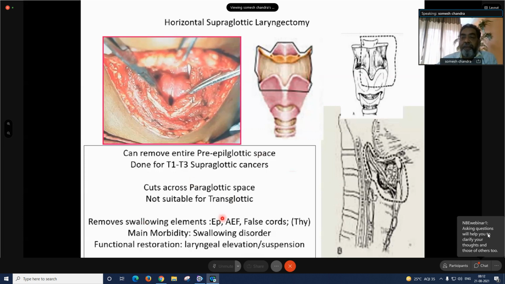Since it removes the swallowing elements, the main morbidity of a supraglottic laryngectomy is a swallowing disorder, which is aspiration. For functional restoration, we need to restore that swallowing mechanism by bringing the larynx up. We have to bridge the gap between the tongue base, which lies here, and the remaining larynx. So we have to bring the larynx up and closer to the tongue base. It can be suspended to the tongue base itself. If the hyoid has been preserved, which can be done in some supraglottic laryngectomies, you can easily suspend it to the hyoid, or you will have to suspend it to the mandible. That way, you again bring the tongue base and the remaining larynx close, and that is how you slowly restore function. Patients over a period of a few weeks can come back to aspiration-free swallowing.